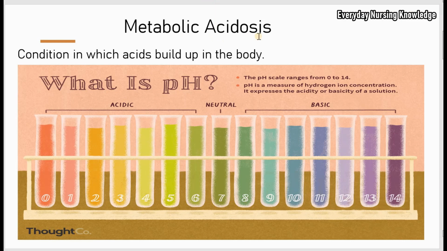What is metabolic acidosis? It's a condition in which acid builds up in our body or blood. How do you know a substance or a liquid is acid or base? By knowing the pH of the substance. So the pH measures the hydrogen ion concentration. So the higher the hydrogen ion concentration, the more acidic, and the pH level drops.